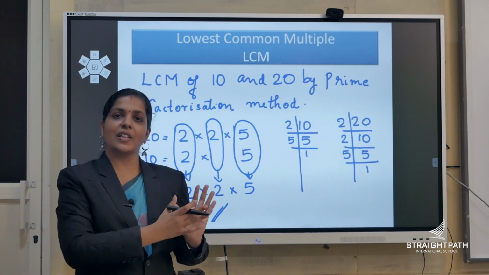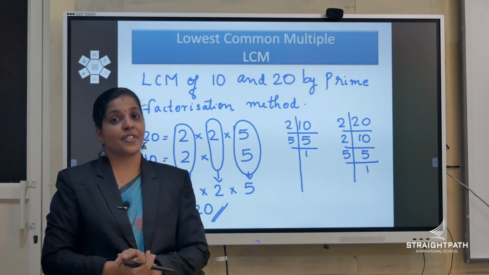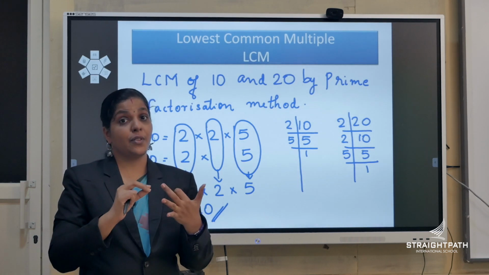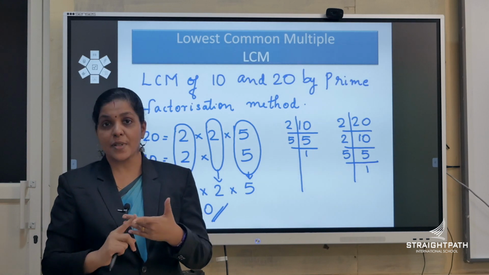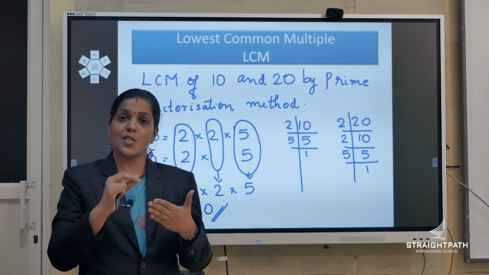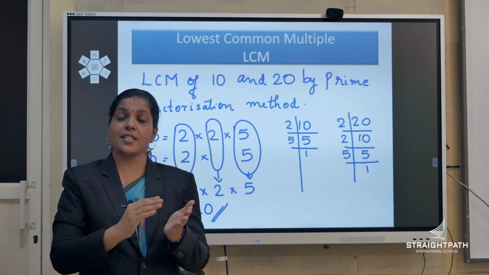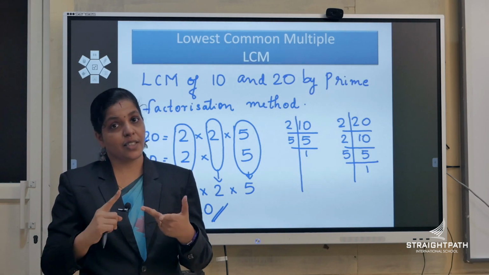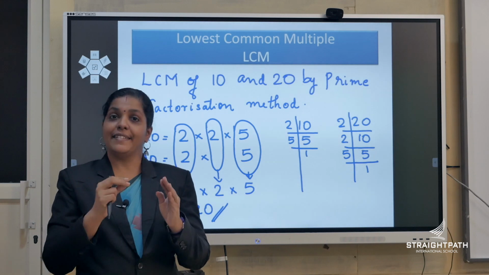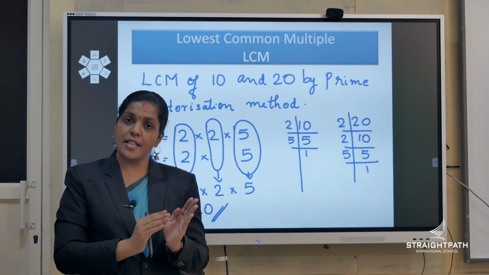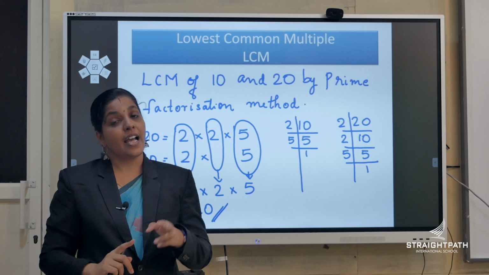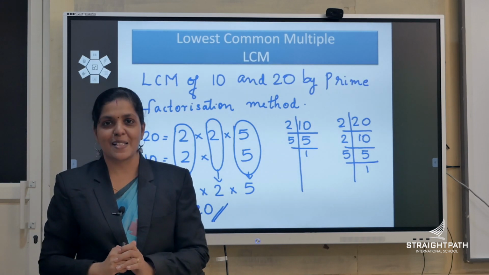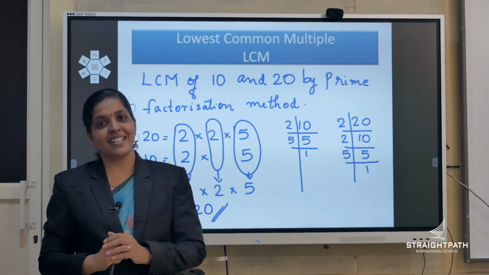So, in this whole class, what all things did we discuss? First we found out what are factors, what are multiples, then we found out what are prime numbers, composite numbers, then you understood how to make them prime factors, prime factorization. There are two methods, one is the factor tree method and one was the division method, and then we found out how to find the HCF, there are two methods, and then we found out how to find the LCM. For that also we have two methods. So, hope you have understood the class. Thank you.